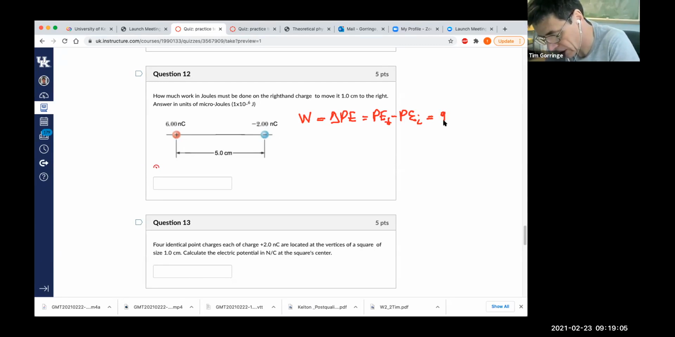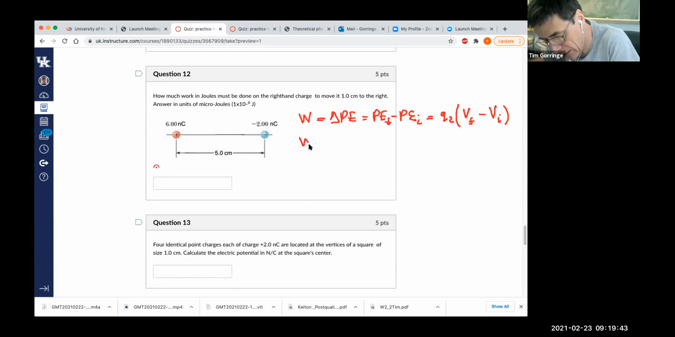So the right-hand charge is Q2, and its final potential energy will be its charge times the potential it's sitting in. So that's the potential created by charge number 1 at the final position, and its initial potential energy was its charge times the initial potential that it was sitting in. And so this equation tells us the work done in terms of the charge we moved and the potential we moved it from, VI, to the potential it ended up at, that's VF.